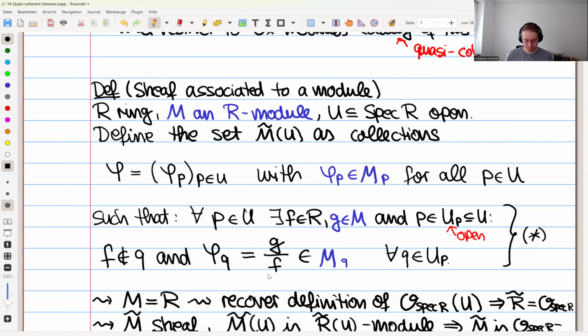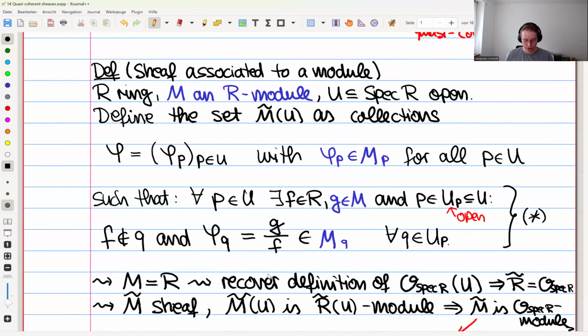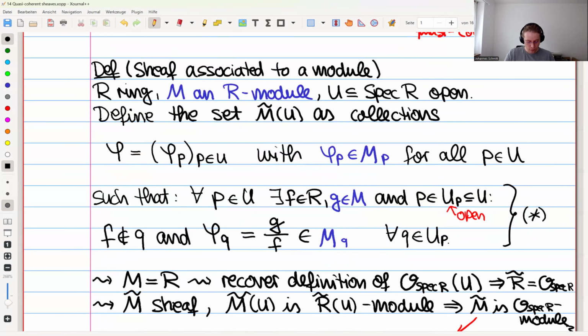All of these things. Okay, and if you think about this for a second, in fact, I could basically just copy paste this from somewhere earlier, namely, when we put M equals R here in these blue parts, then we exactly recover our definition of the regular functions on the open set U of Spec R. In other words, we immediately see that if we put M equals R, then the R tilde that we get is exactly this structure sheaf, which is, of course, a module over itself.